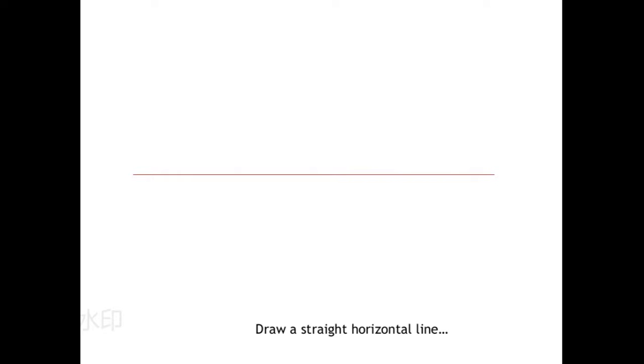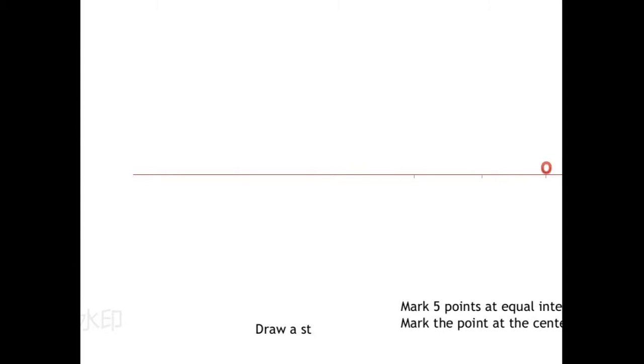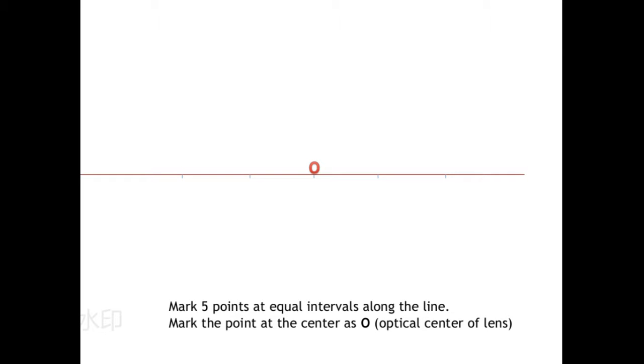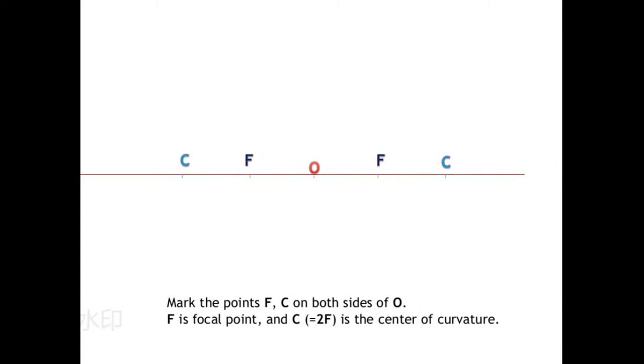Draw a straight horizontal line. Mark 5 points at equal intervals along the line. Mark the point O at the center. O is the optical center. Mark the points F and C on both sides of O. F is a focus and C or 2F is a center of curvature.